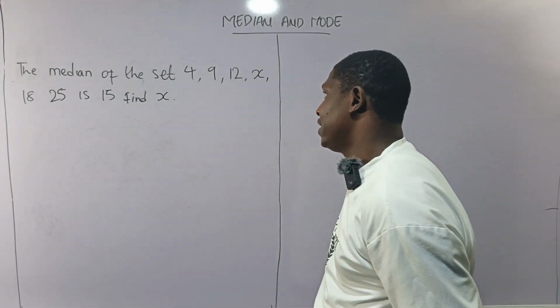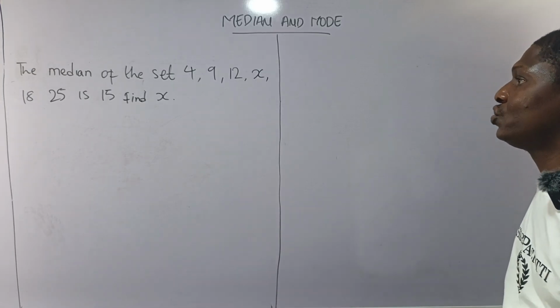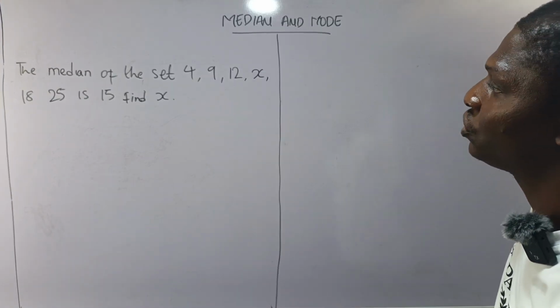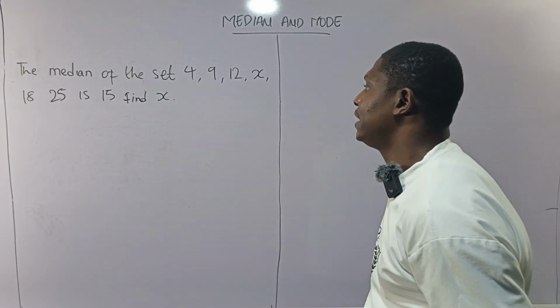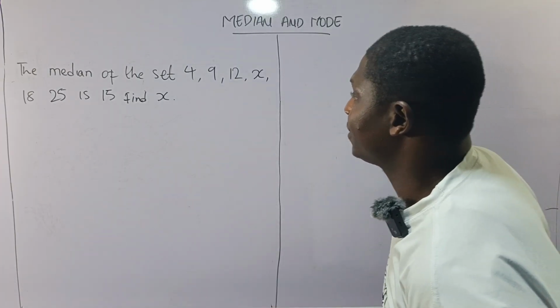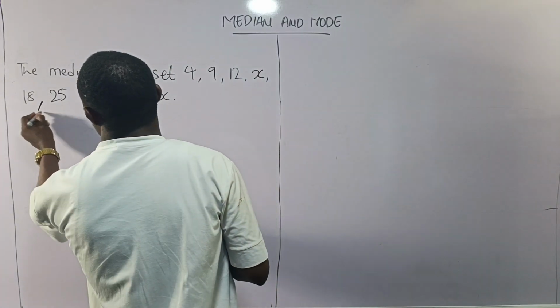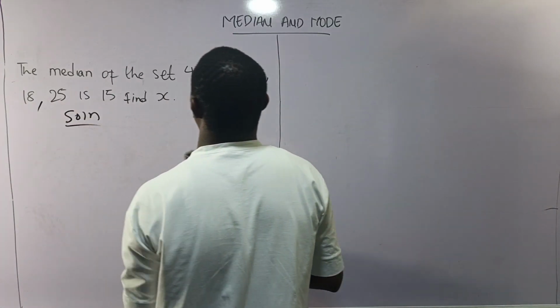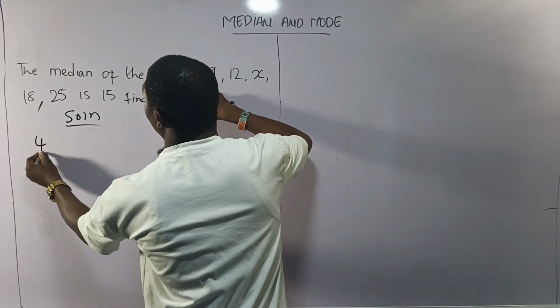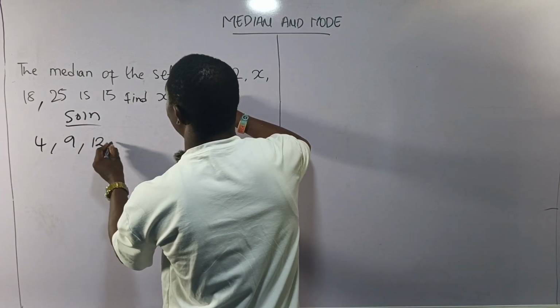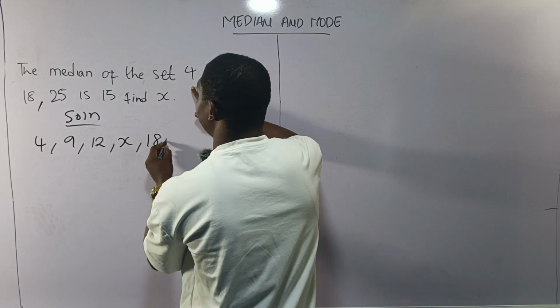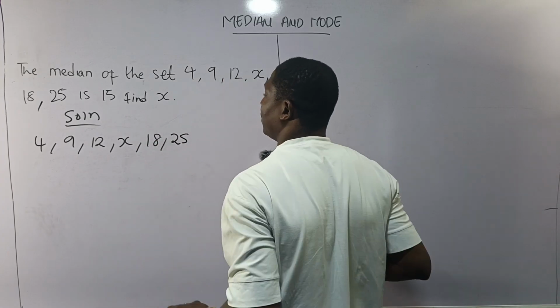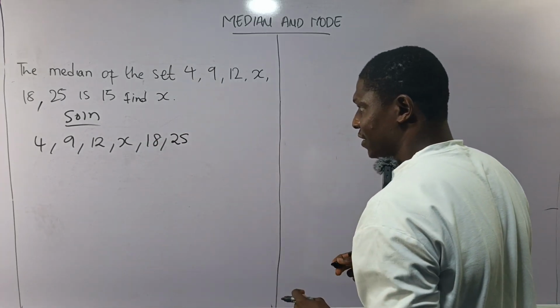The median of the set 4, 9, 12, x, 18, 25 is 15. It says find x. So let's see. We have 4, 9, 12, x, 18, 25. So we should find the value of x.